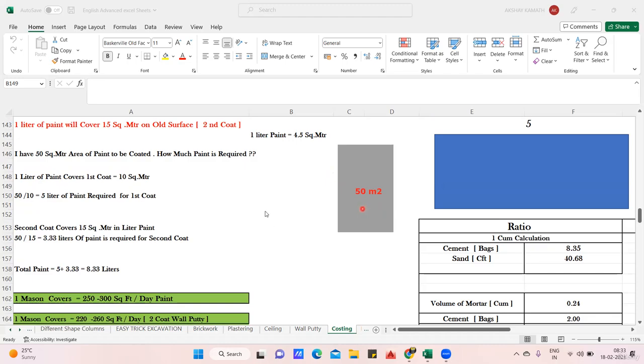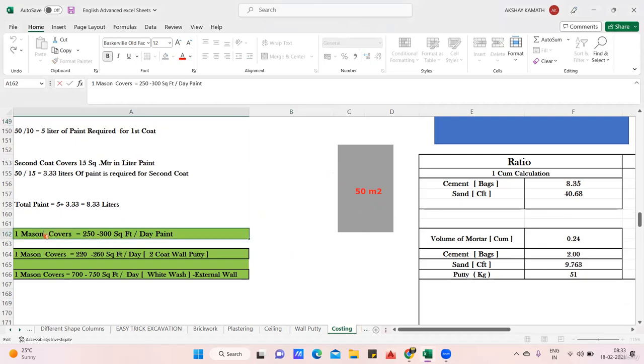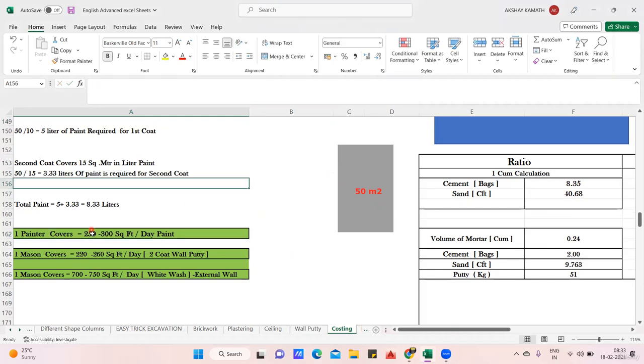This much you can do. Good. Now again, these are certain thumb rules which you need to understand. Write it down: one painter. One painter covers 250 to 300 square feet of paint per day. That means if I deploy one painter and make him work for 8 hours, he can cover 250 to 300 square feet of area. Again, this is a thumb rule.